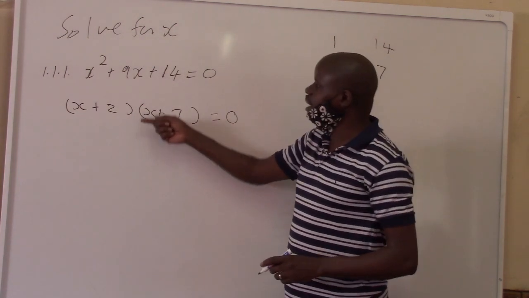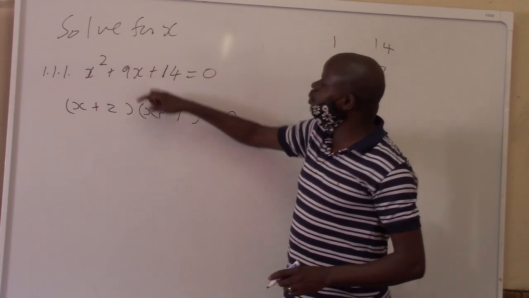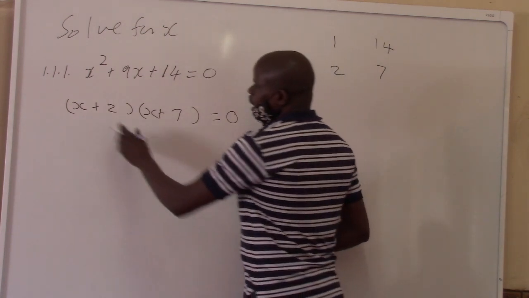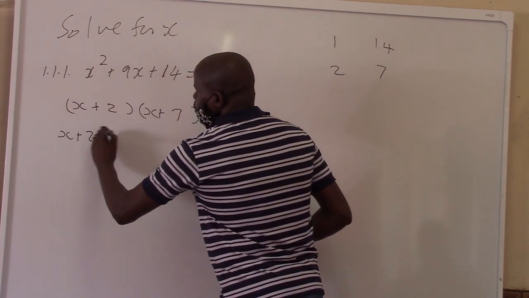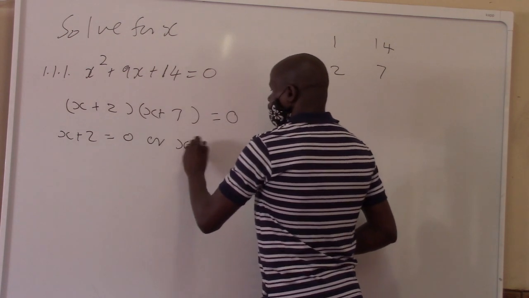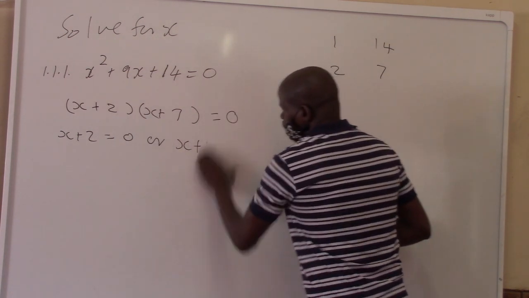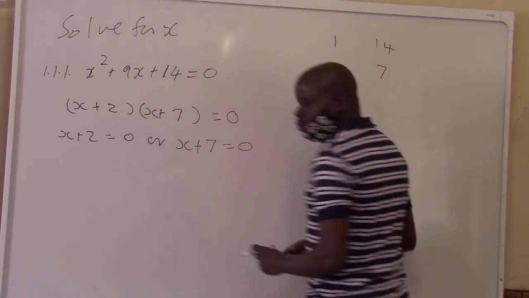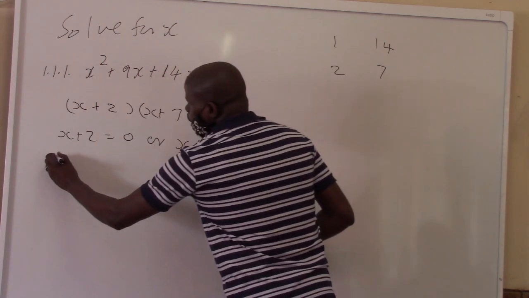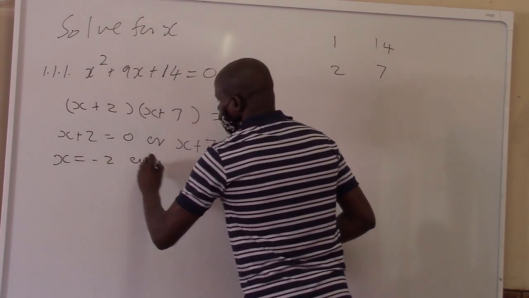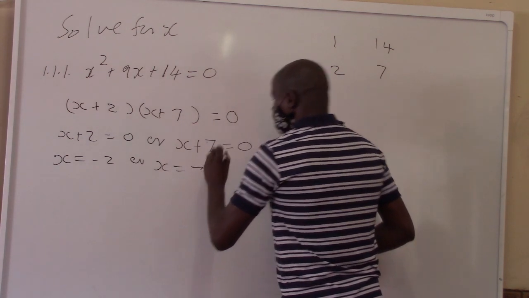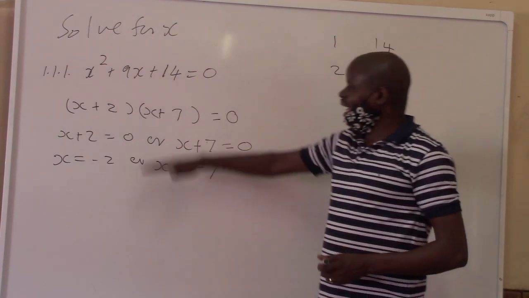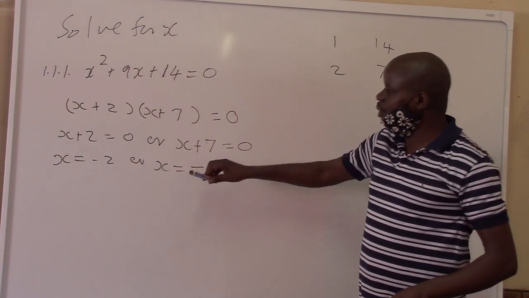These are the factors that, when we multiply and add, still give us the equation. So now it is x plus 2 is equal to 0, or x plus 7 is equal to 0. When we transpose, the sign changes. It will be x is equal to -2 or x is equal to -7. That's the solution of that equation. That is how we normally deal with it.